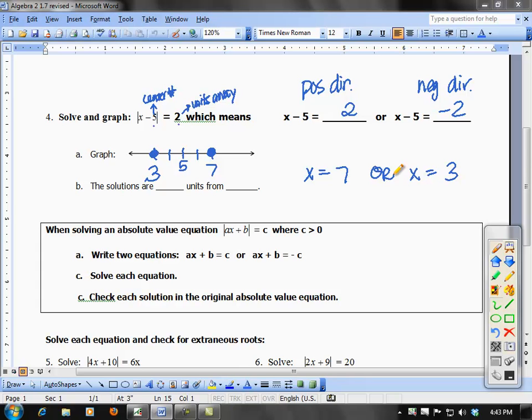Well, if I'm in the positive direction, I solve this equation. I add 5 to both sides, therefore x equals 7. If I'm in the negative direction, I make the 2 negative, and I add 5 to both sides, and 5 plus -2 is 3. Okay? What that means in terms of reading this is that the solutions that I get are 2 units away from the center number, that's 5.